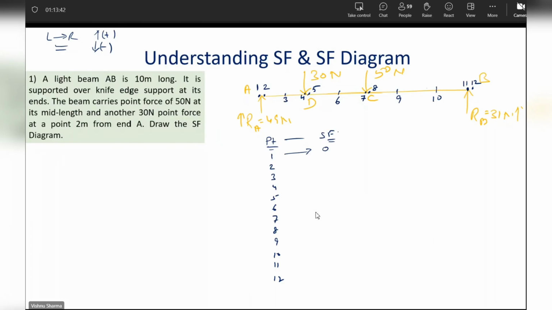Guys, now move your paper to point 2. To the left of point 2, is there any force? Yes, sir, 49. Tell me with sign convention, beta. Plus 49. So shearing force at point 2 is plus 49. Do you agree, guys? Anybody? Those who are taking time can take their time. Once you are satisfied, please confirm.